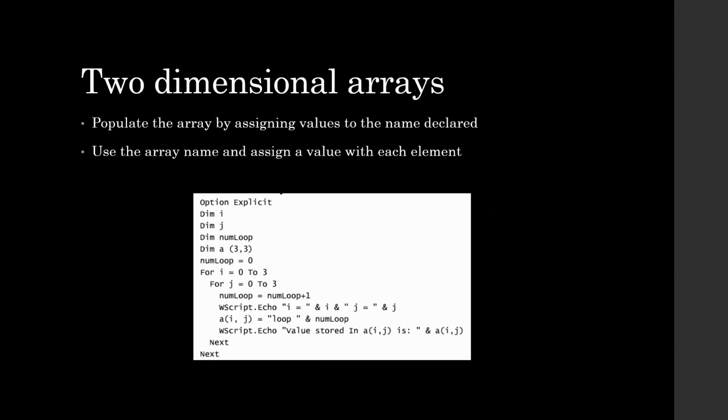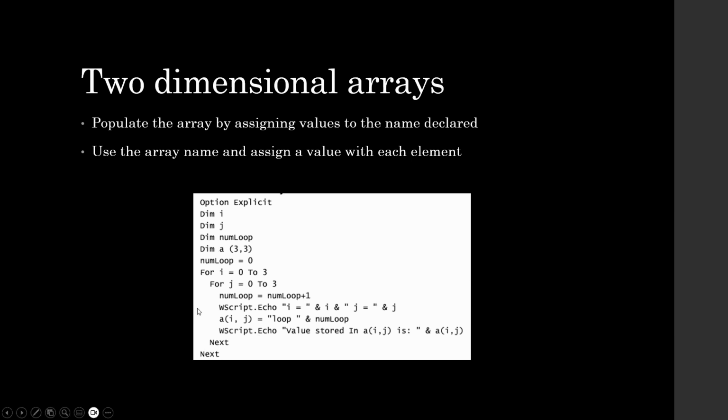We can populate the array by assigning values into that variable name. And then we can use the array name and indicate which position we're looking at, and that's how we can assign values. So let's take a quick look here. We've got our dimension on this line here where it says A33, so it will be a 3 by 3 table with 3 rows and 3 columns.